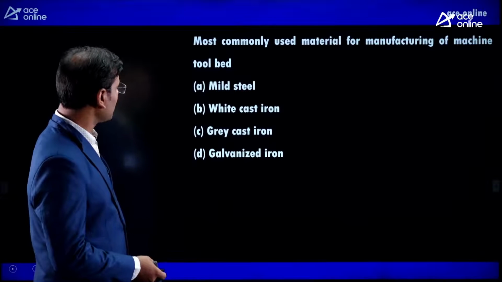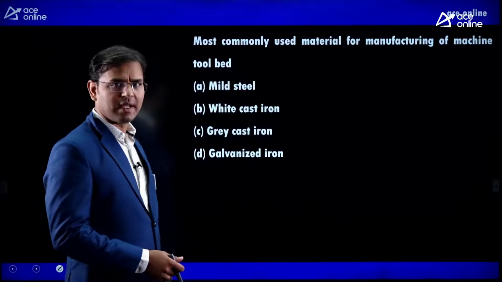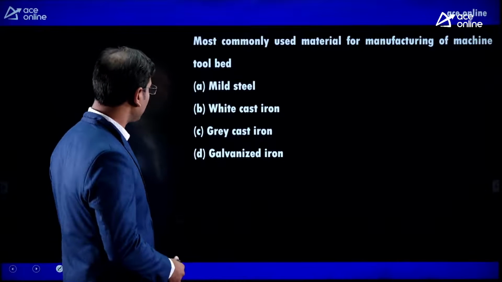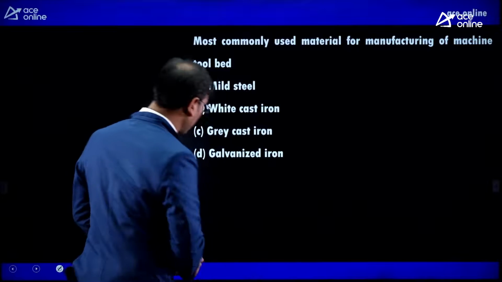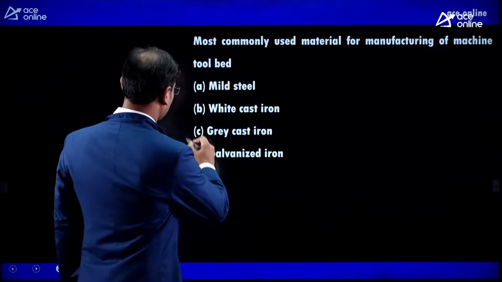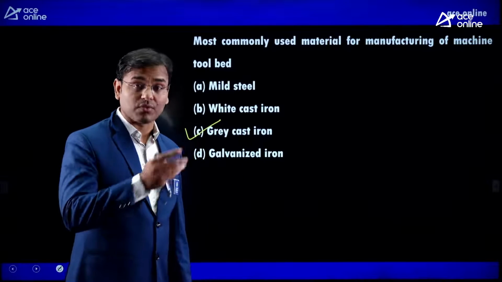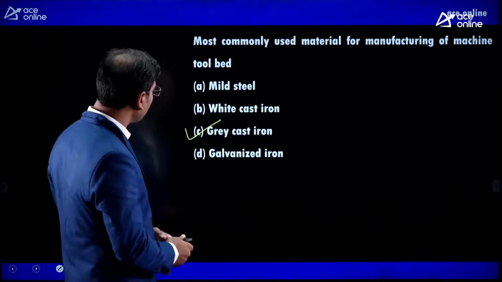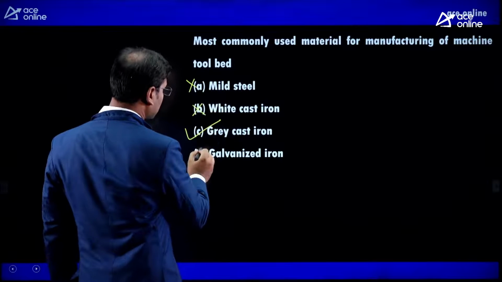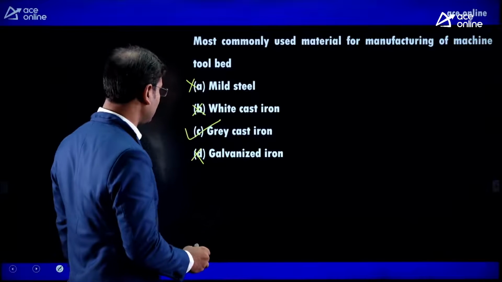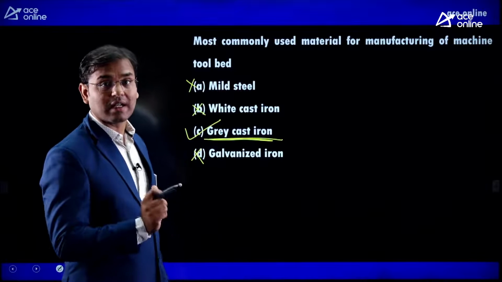Yes, the most commonly used material for manufacturing of machine tool bed. This is a very famous question, and the answer is gray cast iron, which can absorb the vibrations while machining. Therefore, we are using gray cast iron. Mild steel is not there, white cast iron is not there, galvanized iron is not there. This is a very famous question: gray cast iron.